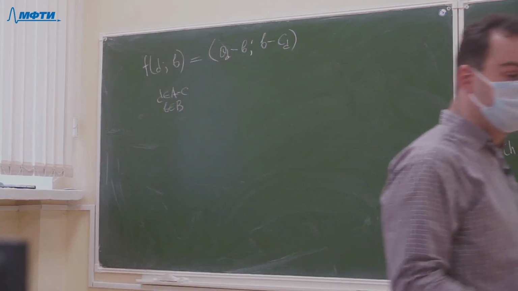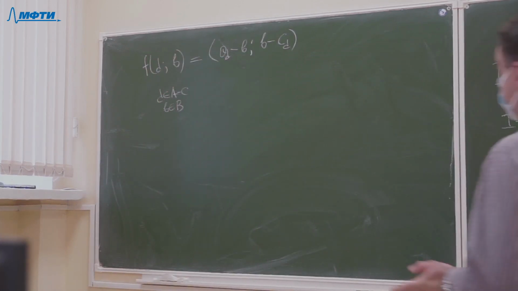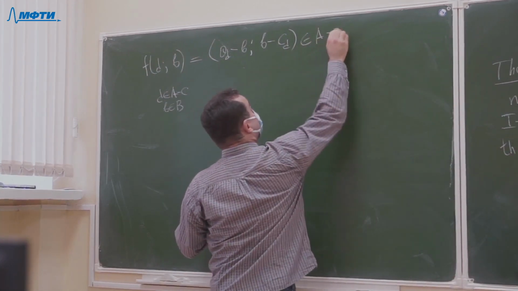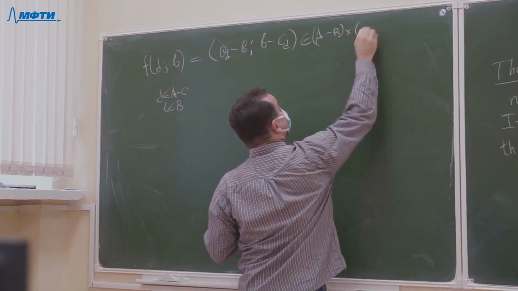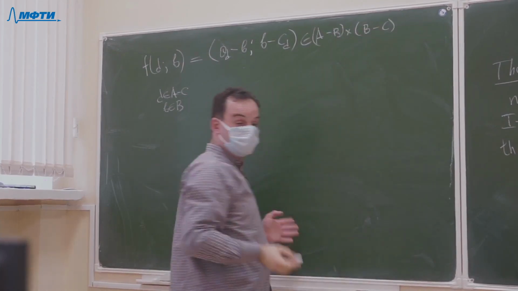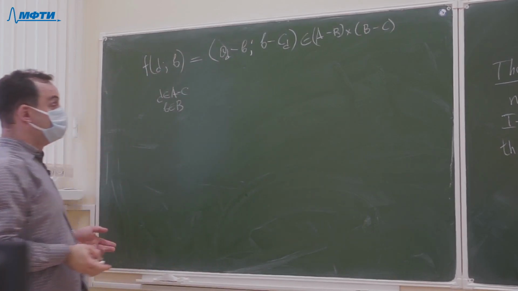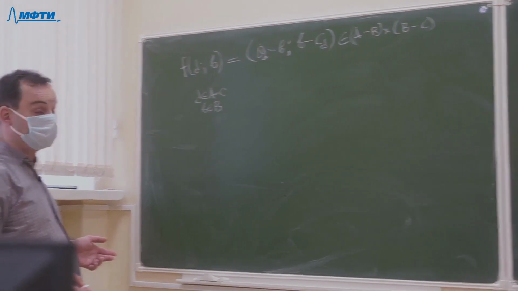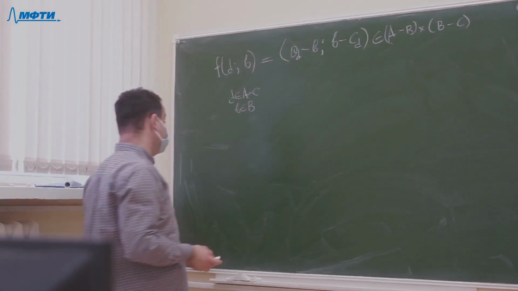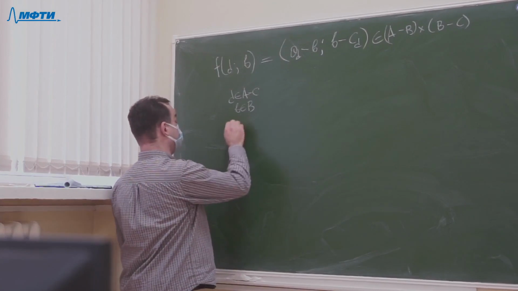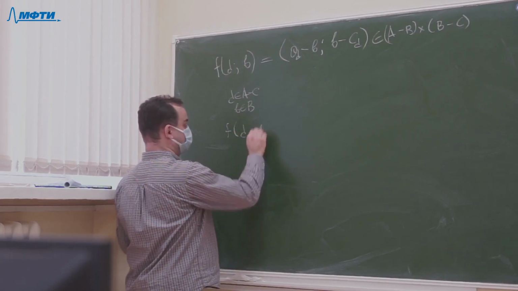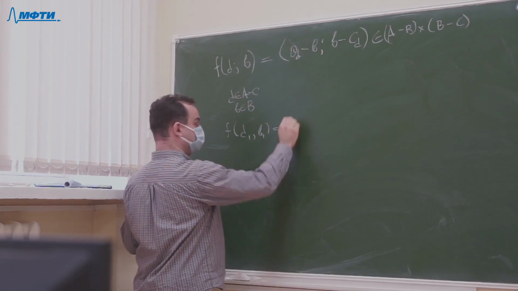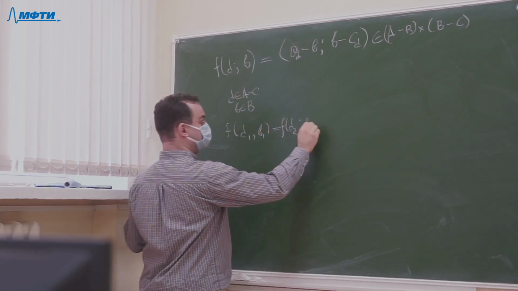Why is it an injection? Well, it maps to an element of A minus B times B minus C, right? Why is this an injection? Let's check. Suppose f of d1 b1 equals f of d2 b2.